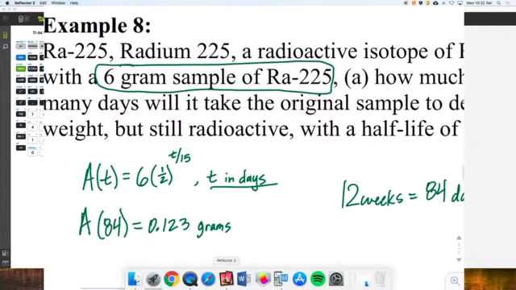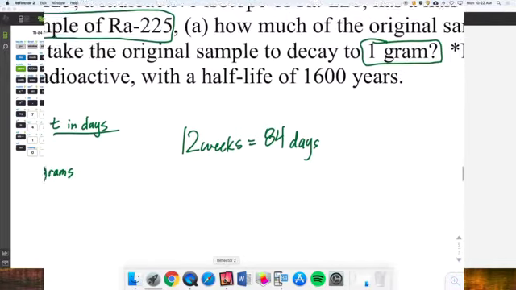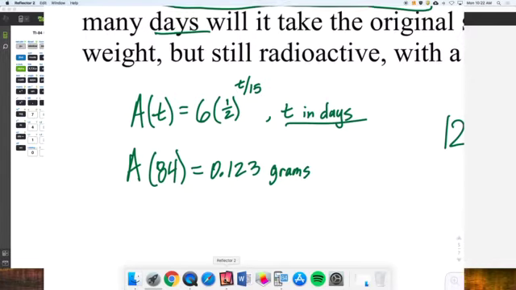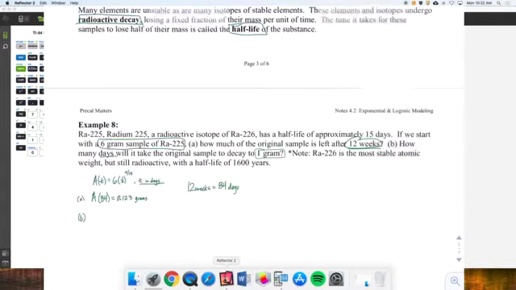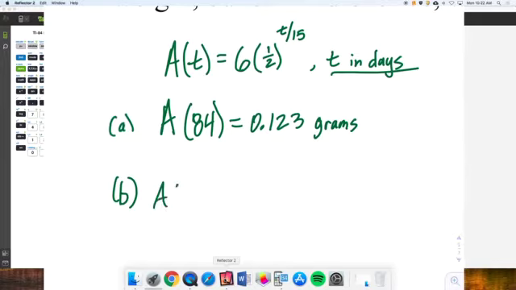How many days is it going to take for the original sample to decay all the way down to a single gram? How many days? Well, it should take fewer than 84 days, right? Because at 84, it's already less than 1. But the way we solve it, let's call this A, is now that I'm giving you the dependent variable, I'm giving you the 1 gram, all you have to do is show me A of T equals what?